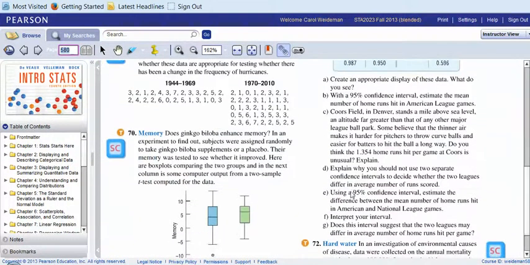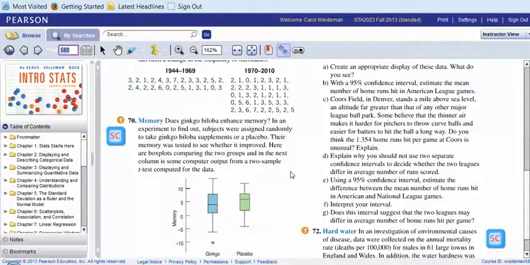Okay, so it says Ginkgo enhanced memory. In an experiment to find out, the subjects were assigned to randomly get those supplements or a placebo, and then their memory was tested to see whether it had improved. Here are the box plots comparing the two groups. And we're going to go into StatCrunch and work on it over there.